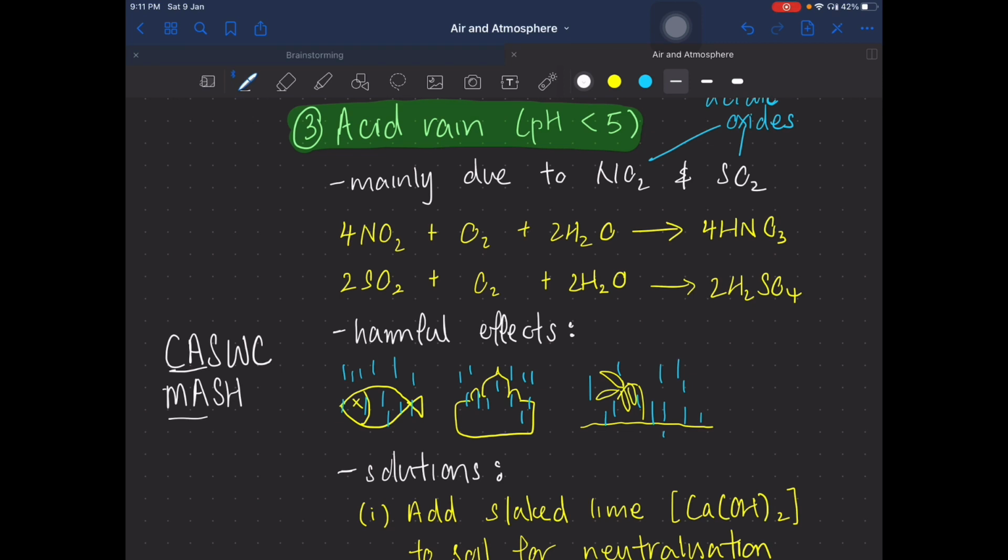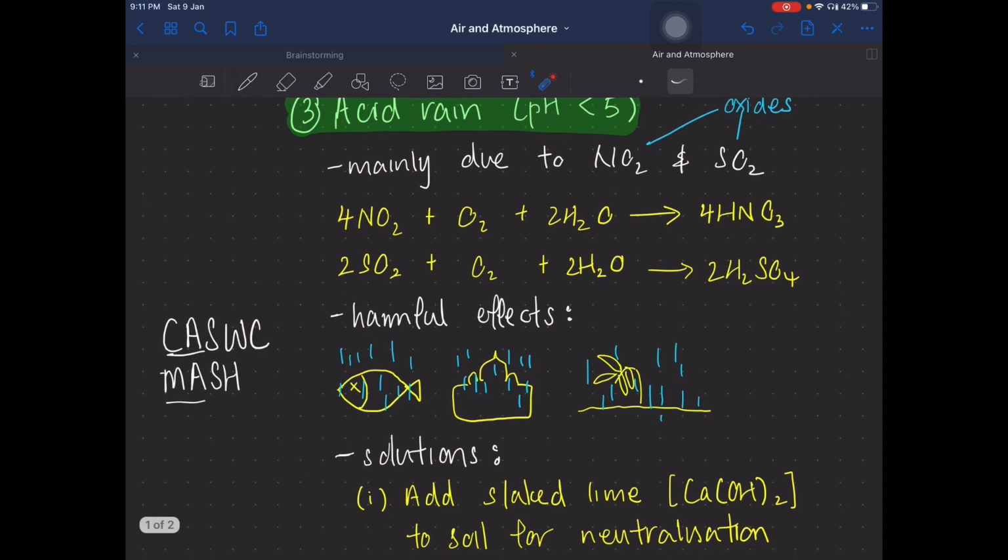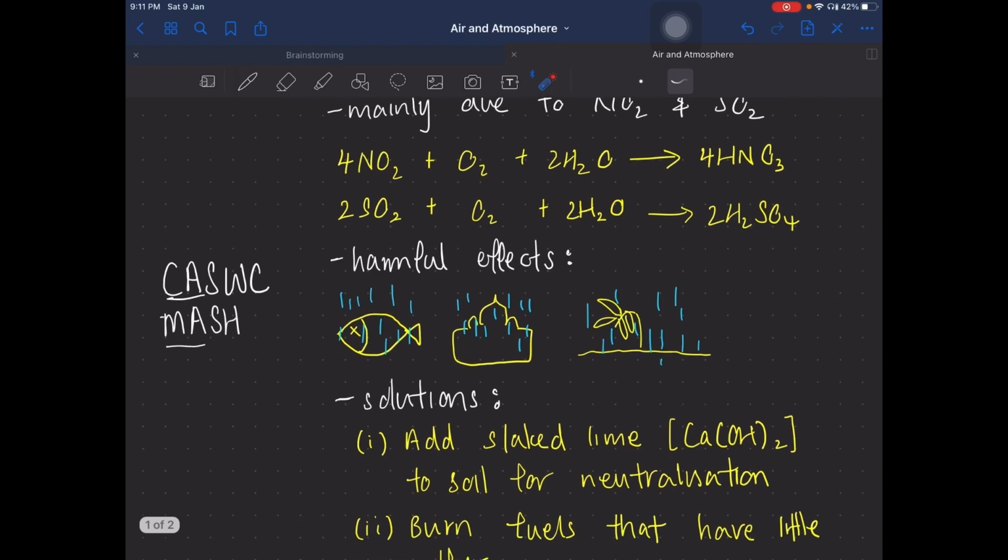At the same time, it's also important to note that when rain falls on the soil, right, it actually changes the pH of the soil, making it a lot more acidic. Now, different plants have a preference of different pH to survive in. When the soil becomes too acidic, it actually hinders the ability for the plant to survive, and as a result, the plants might die. Right, so these are just some examples of harmful effects of acid rain.